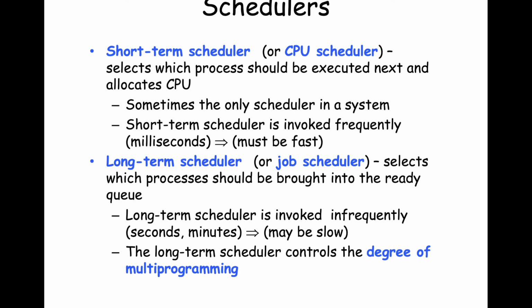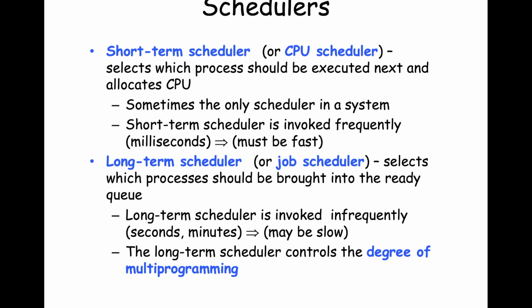You also have the long-term scheduler, sometimes called the job scheduler, and this one decides or selects which process should be brought into the ready queue. Of course, this is not done as frequently as the short-term scheduler, and this long-term scheduler controls the notion of the degree of multi-programming. The degree of multi-programming talks about how many processes can exist for availability to share the CPU.